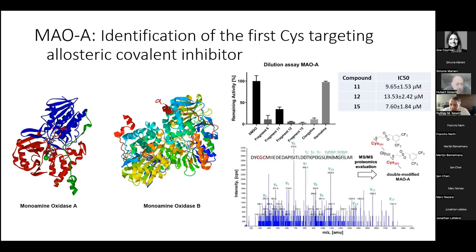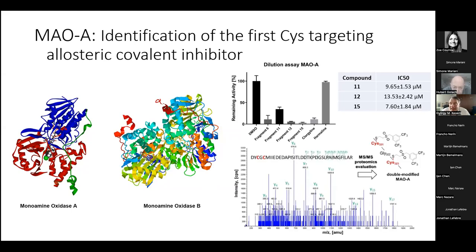Okay, so our next target was MAO. And interestingly, monoamine oxidase, a known and validated target for Parkinsonism, has basically two different isoforms, monoamine oxidase A and B. And there are many inhibitors, including selegiline, that selectively block monoamine oxidase B activity.